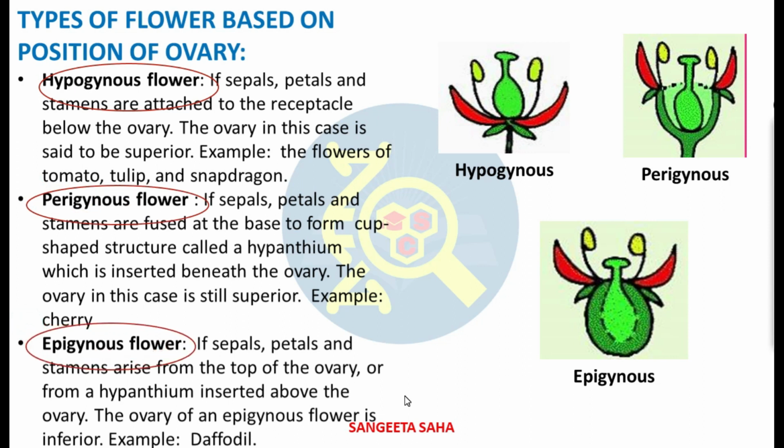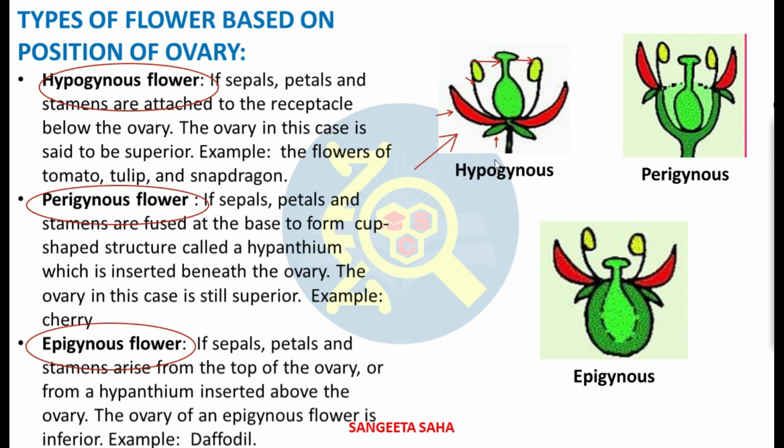Coming to the hypogynous flower, if you see the picture here, you will see the sepals, petals and the stamens. They are attached below the ovary, and the ovaries of such flowers are said to be superior. And this is seen in tomato, tulip, snapdragon and so on.